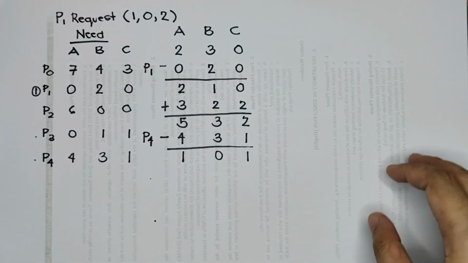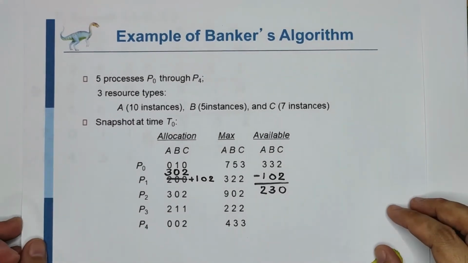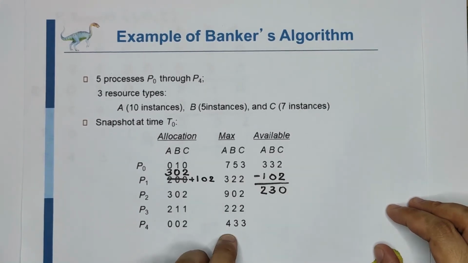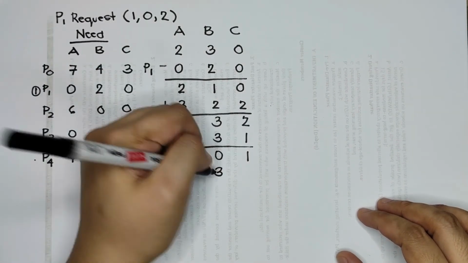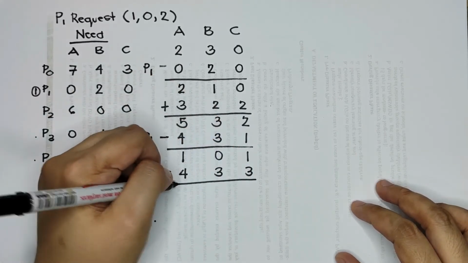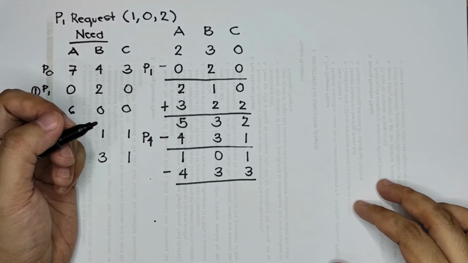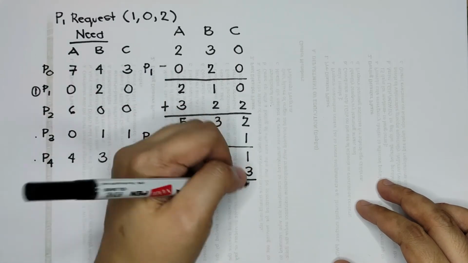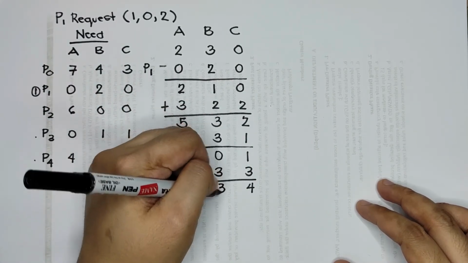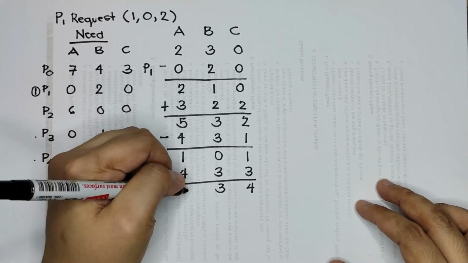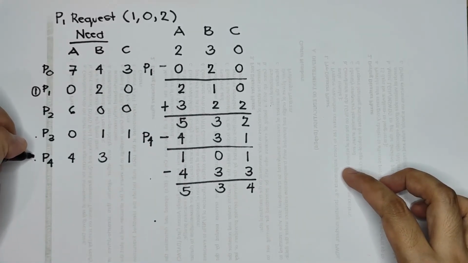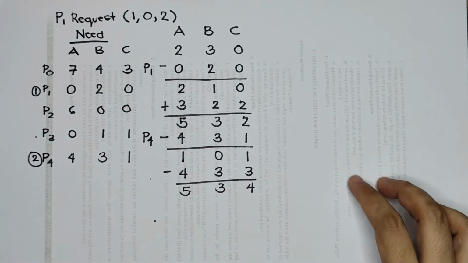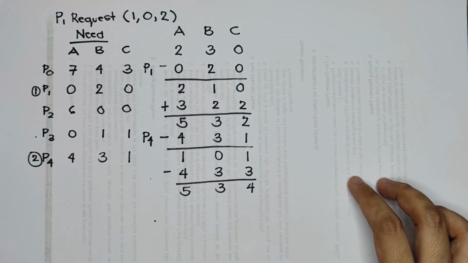And then, P sub 4 finishes its execution. So, let's return the maximum resource value. So, plus 4, 3, 3. So, we have 1 plus 3 is 4, 0 plus 3 is 3, 1 plus 4 is 5. So, we've already finished with process P sub 4.